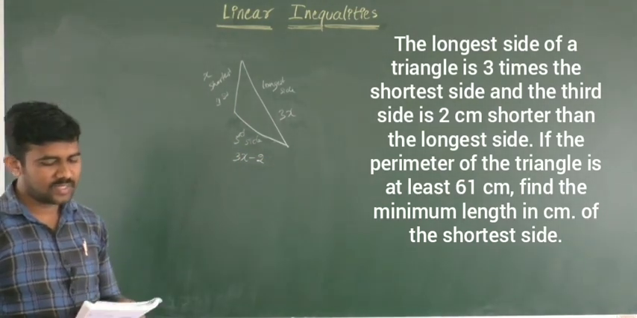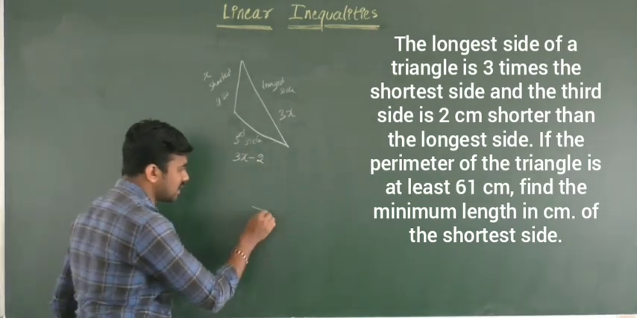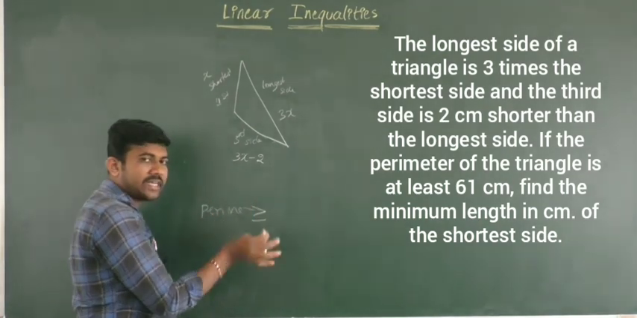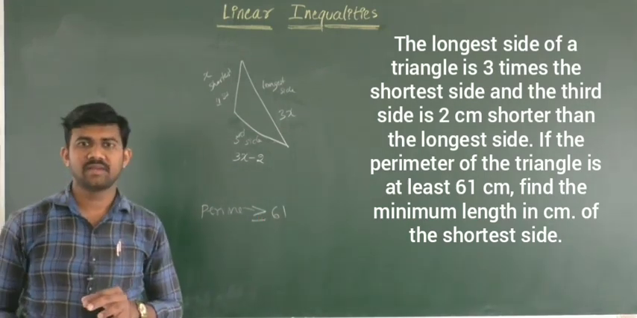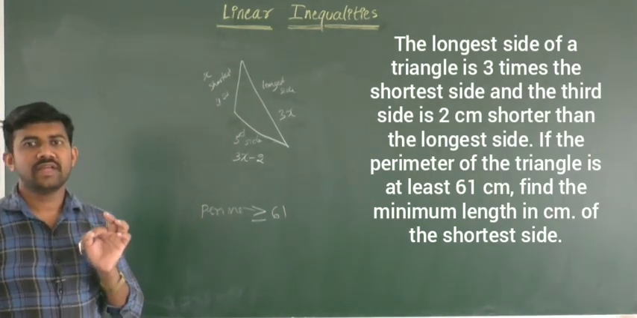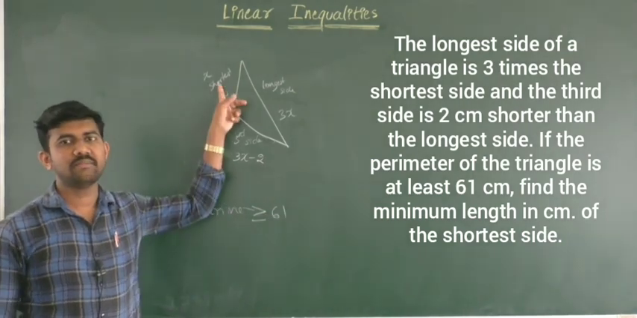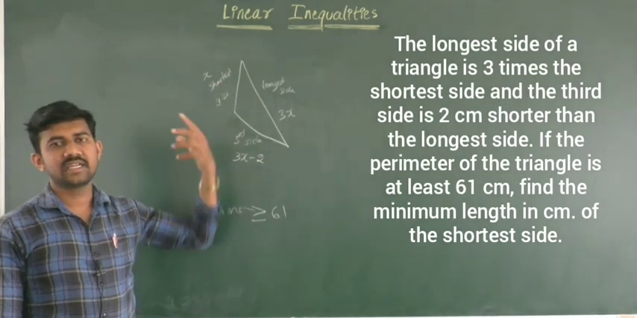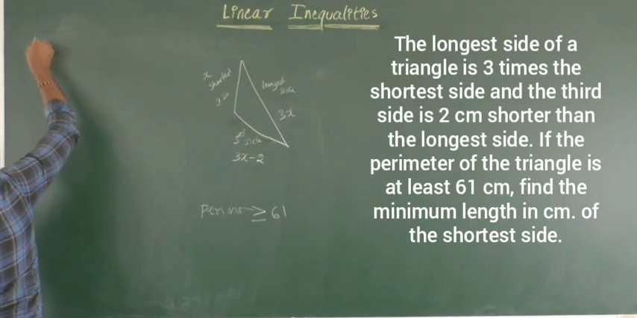Now, the perimeter of the triangle is at least 61 centimeters. It may be greater than 61 or equal to 61. So the minimum is 61. What is the minimum value of x we need to find? To find the minimum, we take the perimeter equal to 61. If we take greater than 61, x can take a greater value, isn't it?